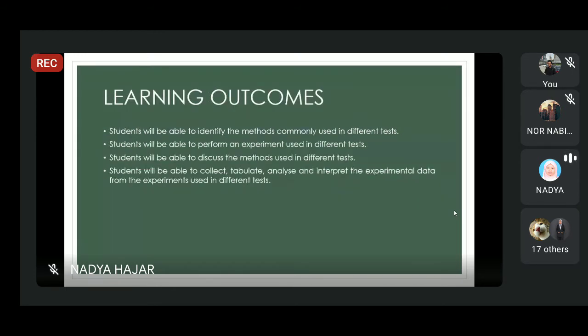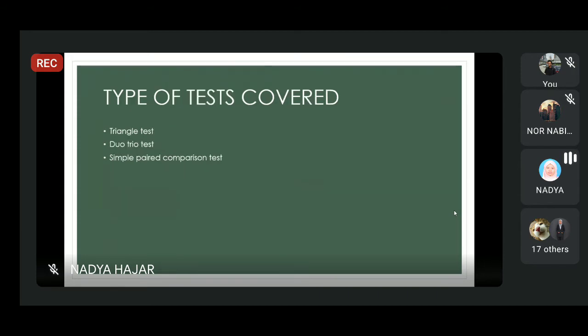So you must be able to identify, to perform, to discuss, to collect, tabulate, to analyze and also to interpret the experimental data based on the objective of this practical. As I said, there are three different tests: triangle test, duo-trio test, and also simple pair comparison test.